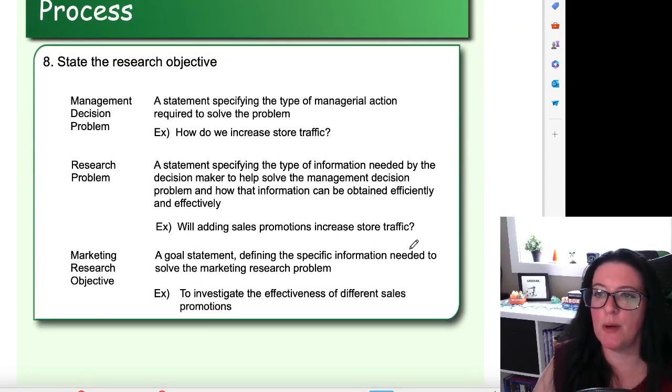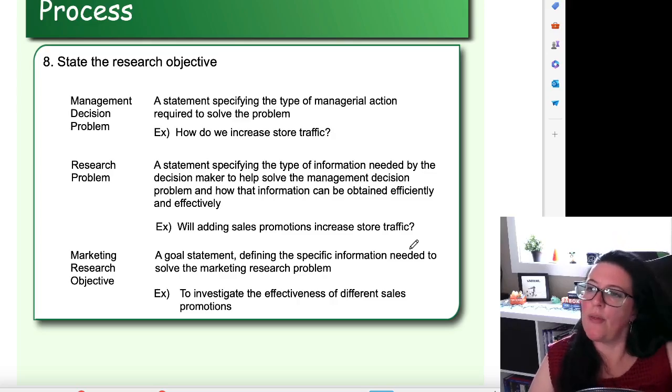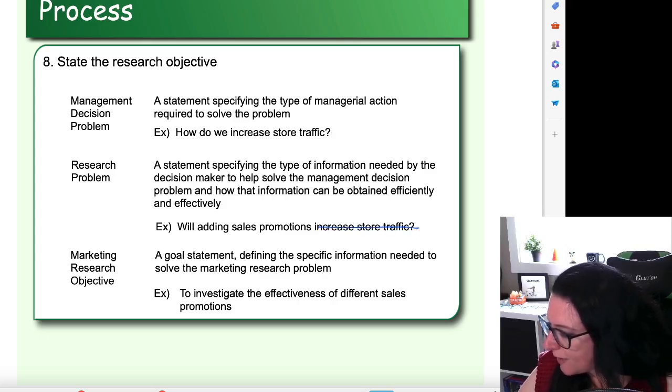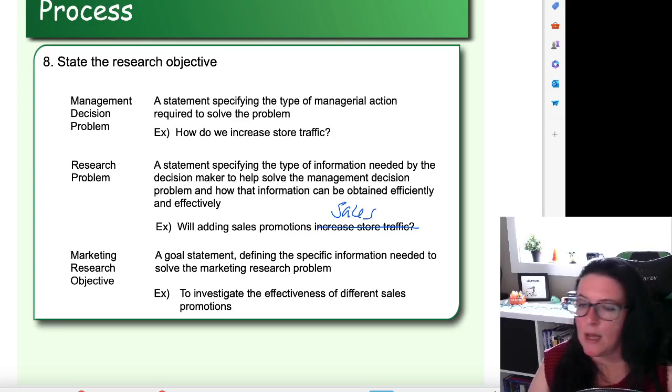That was what management wants. We worked with them and figured out what they really want is not so much more people coming into the store as they want more sales. And so our focus really isn't so much on store traffic here as it is sales. Okay. And so then we're looking at, will adding sales promotions actually result in sales?